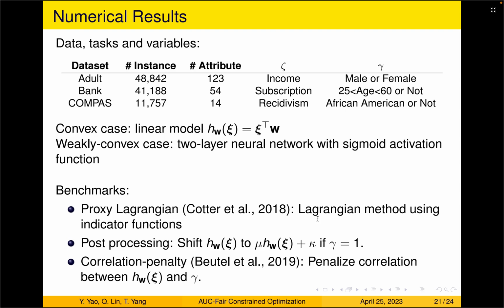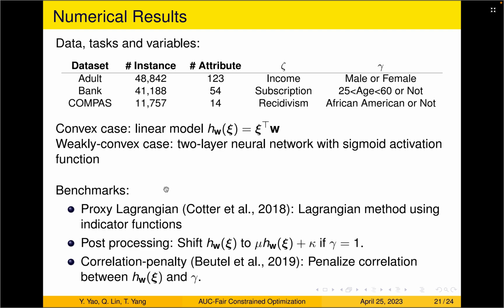Next, let's look at the numerical results. Here we consider three data sets: adult, bank, and compass. And we consider the convex case and the weakly convex case. We also have some theoretical results for the weakly convex case, but due to the limited time, you can go to the paper for detailed theory. Here I just show the numerical results.